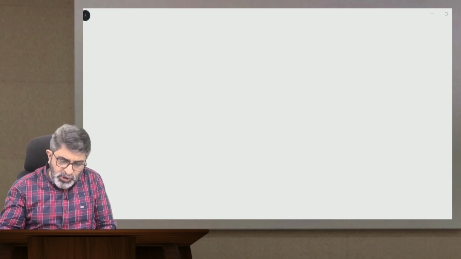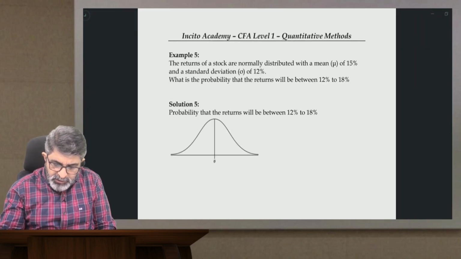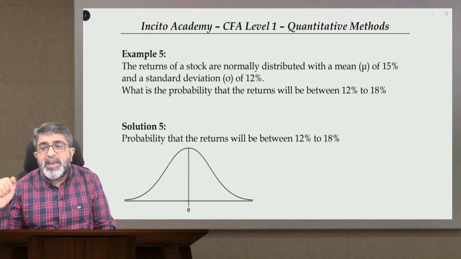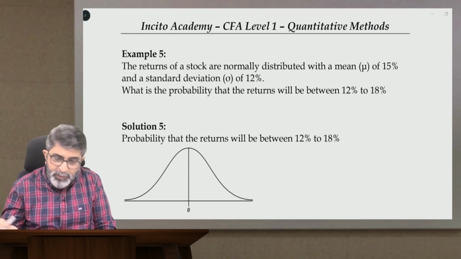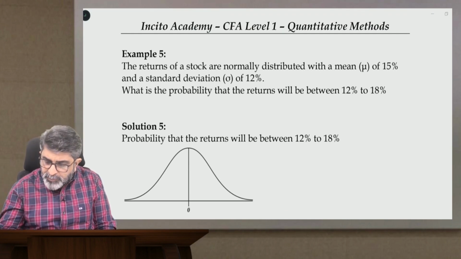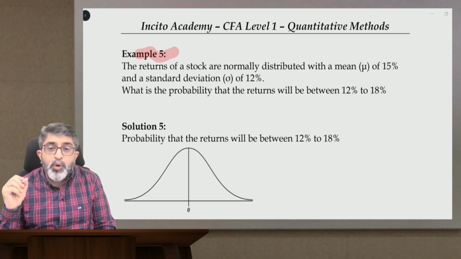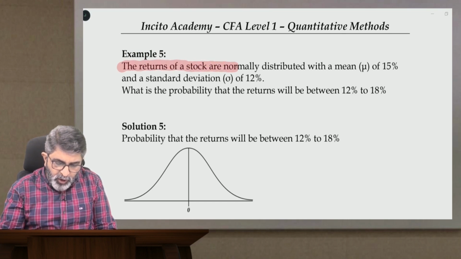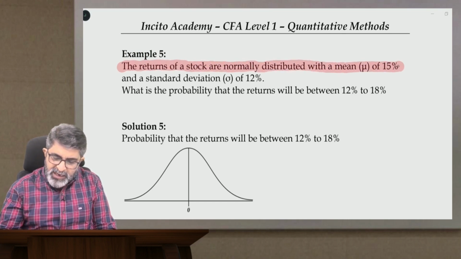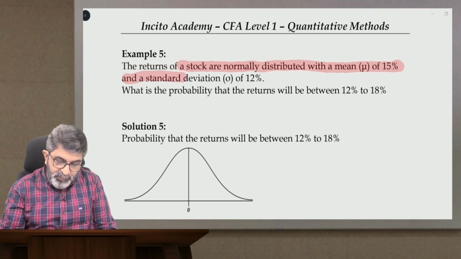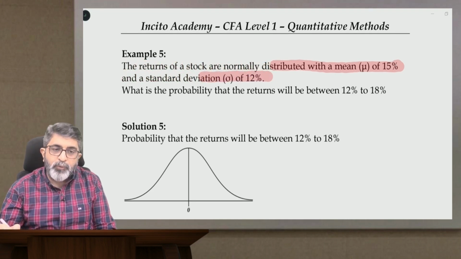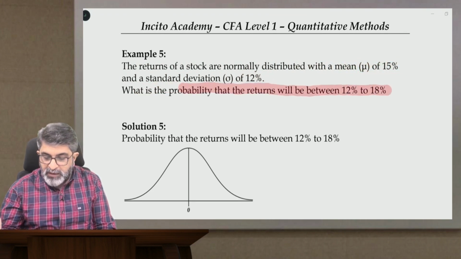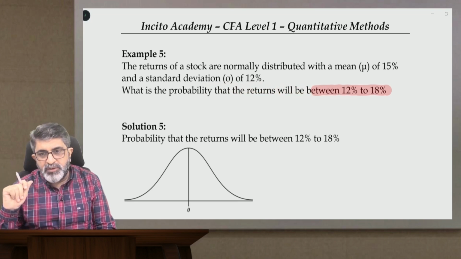So in continuation of normal distribution, I am going to take another example in today's class, that will be example 5. Till previous class we have completed 4 examples. Let us focus on example 5 now. It says the returns of a stock are normally distributed with a mean, that is mu, of 15% and standard deviation, that is sigma, of 12%. What is the probability that the returns will be between 12% to 18%?